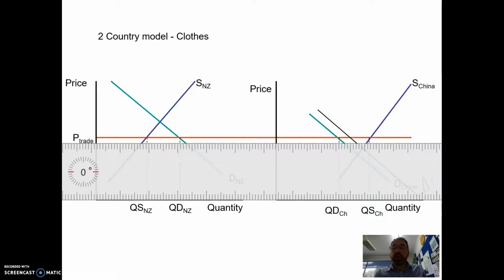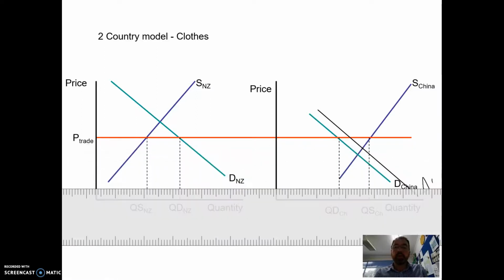So the fact that demand has increased in China due to an increase in income means that we now have a reduced surplus in China that I've just marked here on the graph. And that, if there was no price change, would be the new exports out of China. As you can see, though, if we go across and have a look at the New Zealand market, there is the amount that New Zealand imports at the current world price P trade.